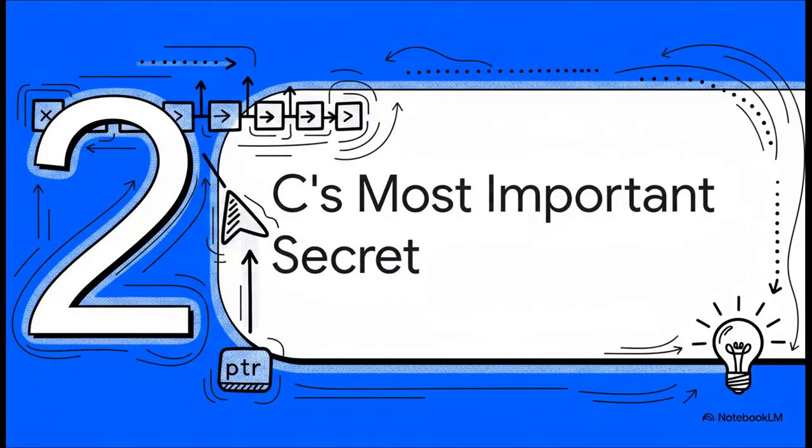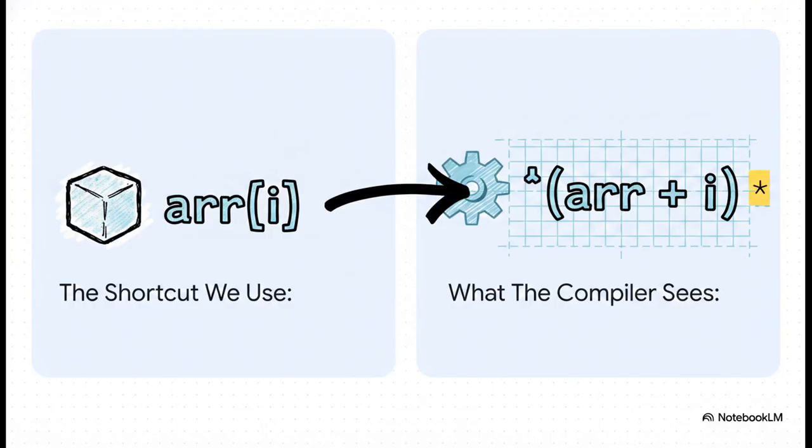All right, got that analogy in your head? Good, because we are ready for the big reveal. This is the fundamental truth that connects everything we've been talking about. And trust me, once you see this, you can't unsee it. And here it is. This is the secret. Whenever you write arr[i], you're just using a nice, convenient shortcut. It's what we call syntactic sugar. But what the C compiler actually sees, what it actually executes, is *(arr + i). Let that sink in for a second. Array indexing is just a friendly disguise for pointer arithmetic.